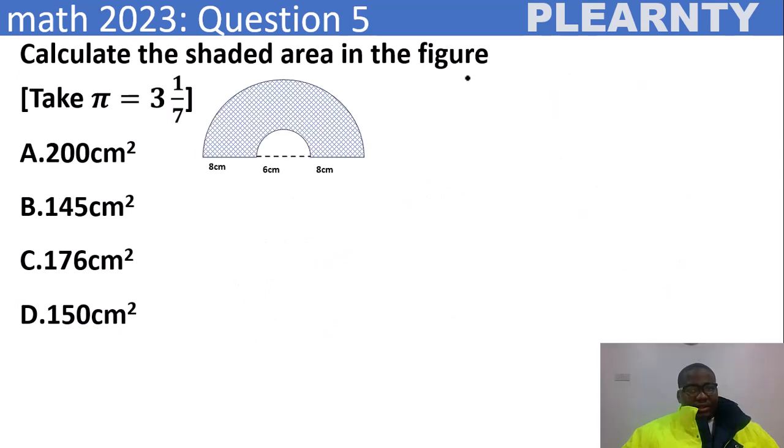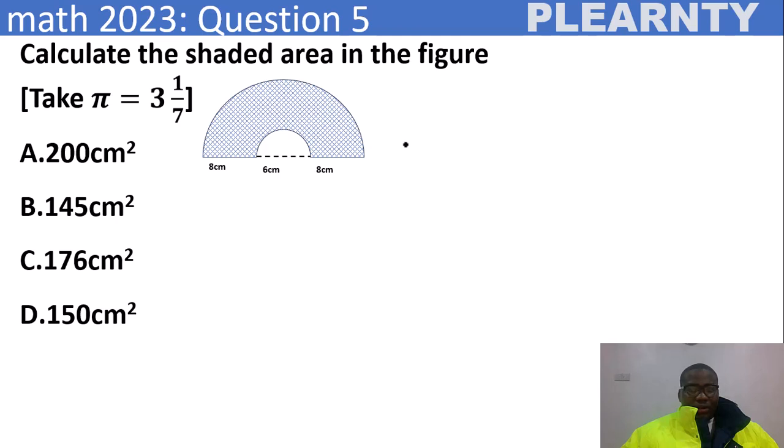Calculate the shaded area in the figure. So this is the figure. Take pi to be 3 whole number 1 over 7. So this is same as 22 over 7. So when you have a question like this, it means you are looking for the area of these shaded parts. And if you can get the area of this entire semicircle, and you can get the area of this smaller semicircle, so you can just say the area of the bigger semicircle minus the area of this smaller semicircle, you would have the area of the shaded part.